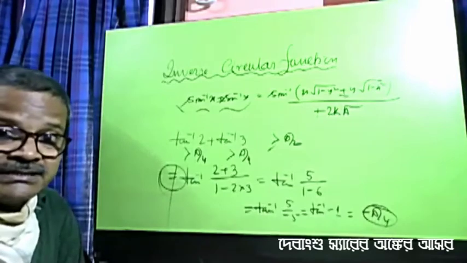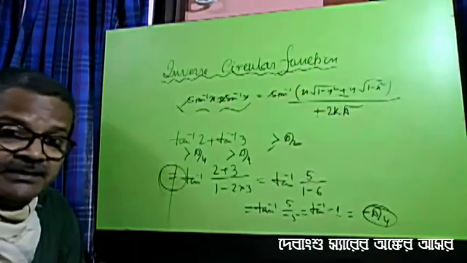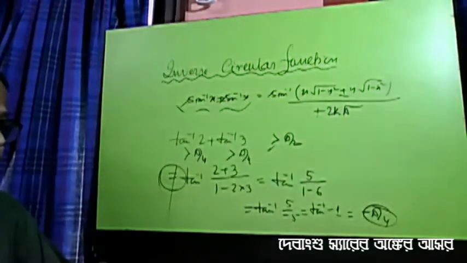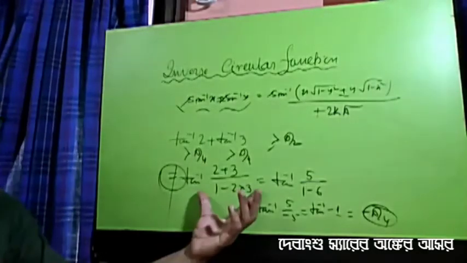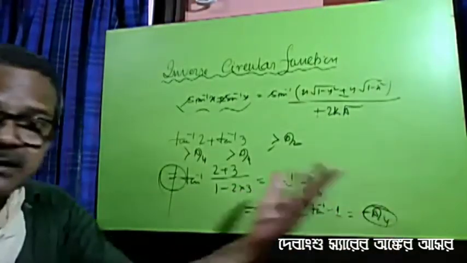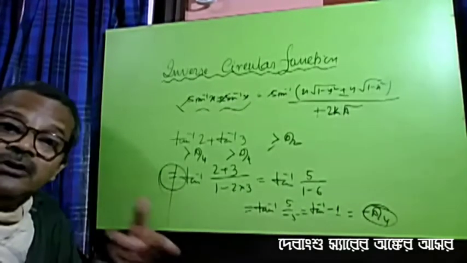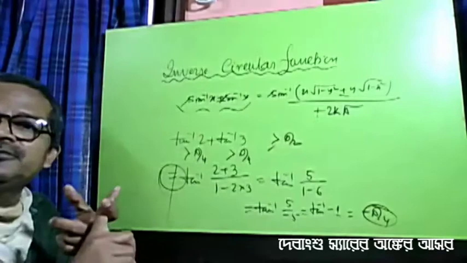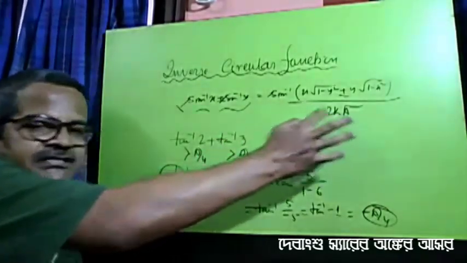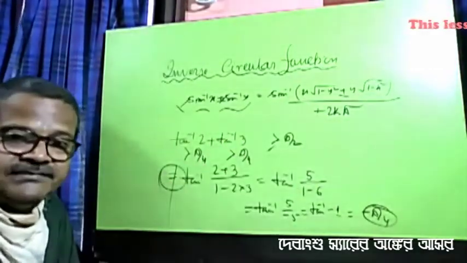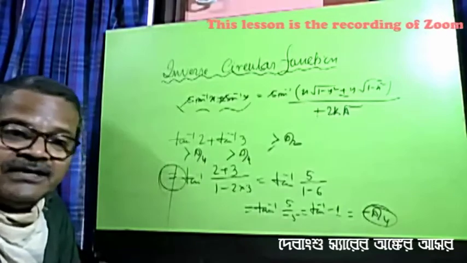But our formula says that tan inverse A plus tan inverse B is tan inverse of (A plus B) by (1 minus AB). We applied that correctly and we arrived at a fallacy. To omit these fallacies, we have to adjust. This adjustment is our lifeline.